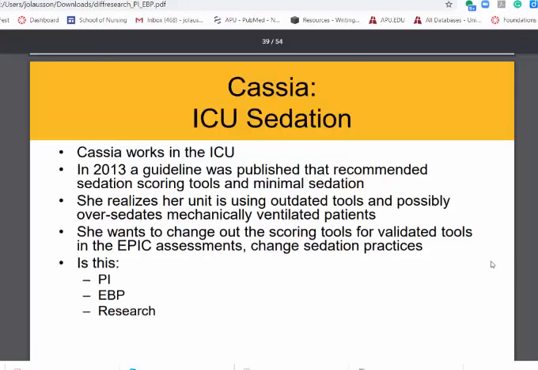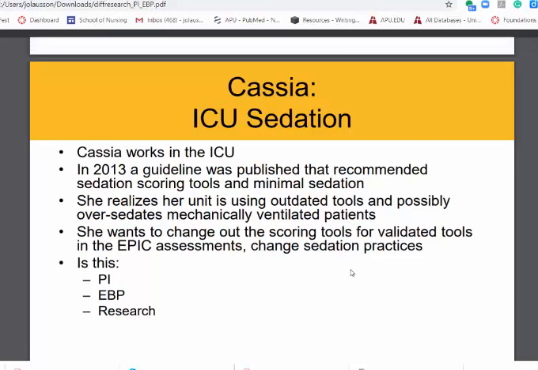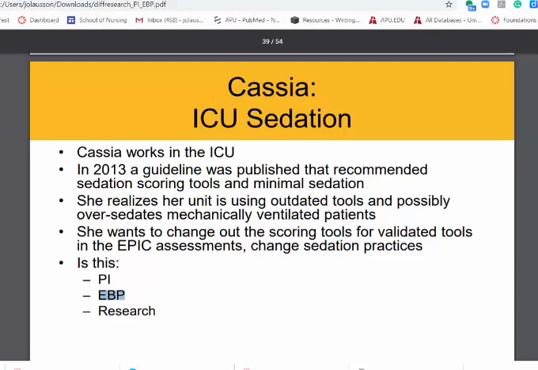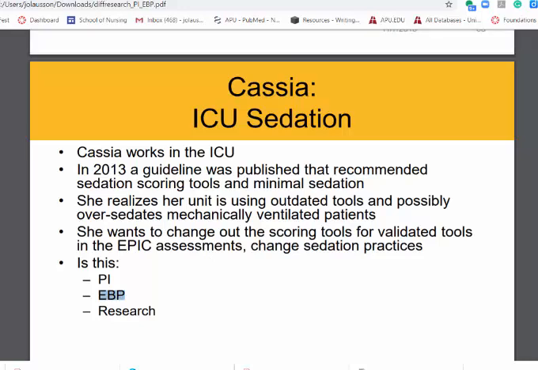Okay, here's another one, ICU sedation. Cassia works in the ICU. In 2013, a guideline was published that recommended sedation scoring tools and minimal sedation. So the research is out there. The knowledge has been found already. But Cassia realizes her unit is using outdated tools and possibly over-sedates mechanically ventilated patients. She wants to change out the scoring tools for validated tools in the EPIC assessments, change sedation practices. So this would not be research. This would really be EBP. She's changing the process that is happening at her hospital based on research.